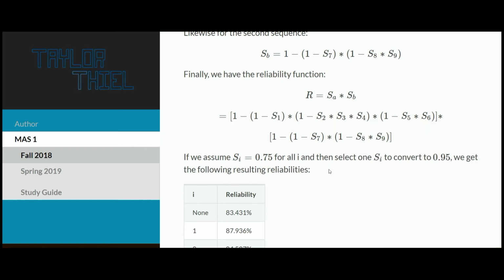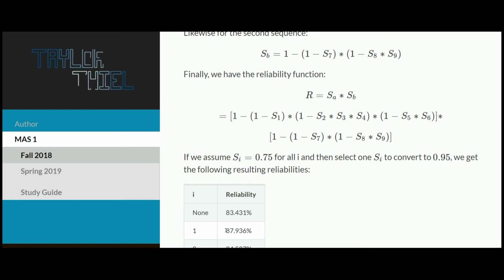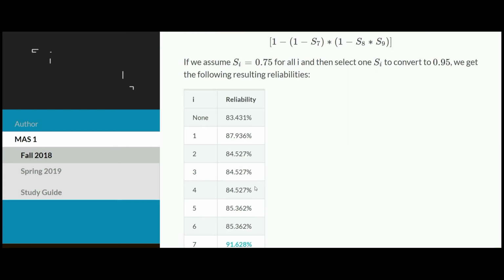And then the question is, well, if we replaced one of them with a part with 95% success rate, what would maximize the overall reliability? And so here I have none, so if we just plug in 0.75 for all of them, it's reliable 83% of the time. And then, okay, well, I'm going to change this value instead of 75% to 95%. What happens? It becomes 87.9%. So I do this for all of the different parts, and you see there are ties.